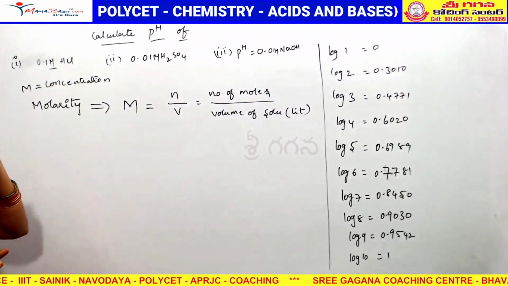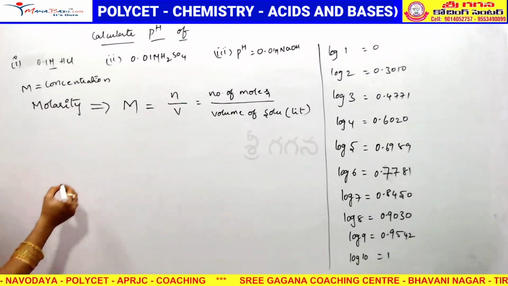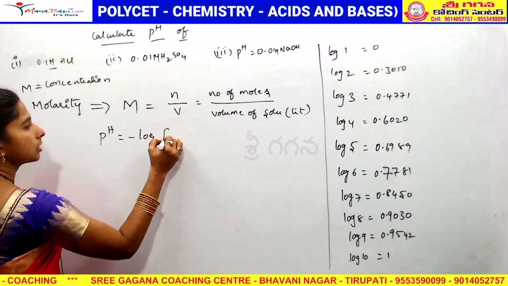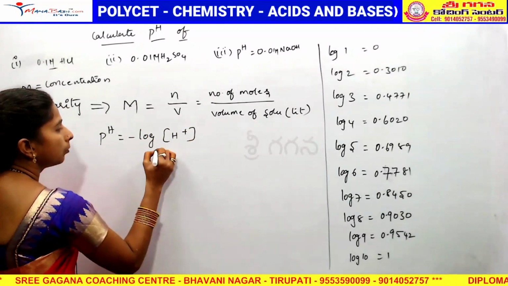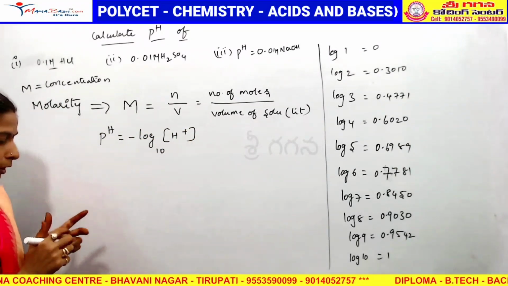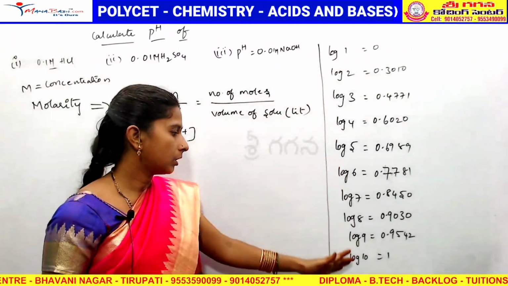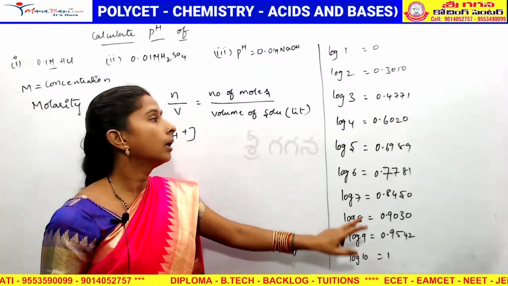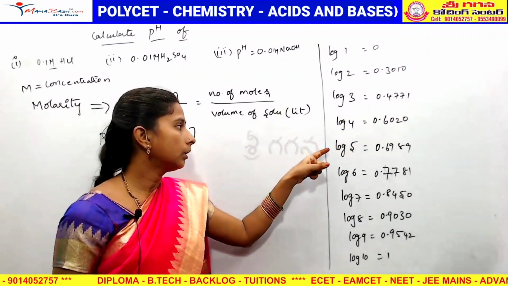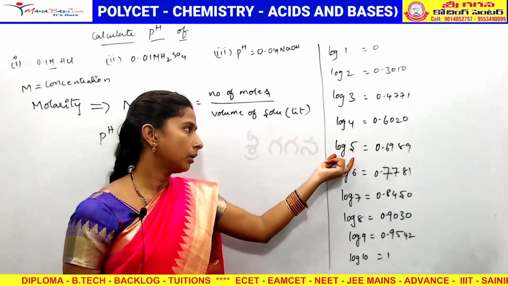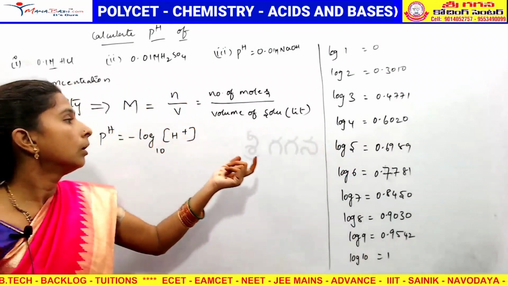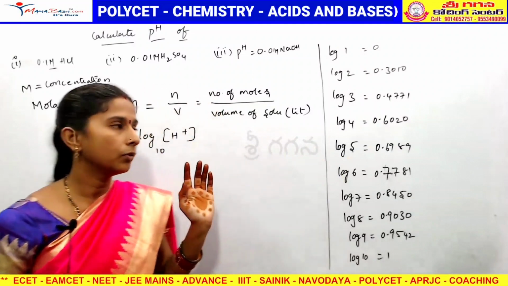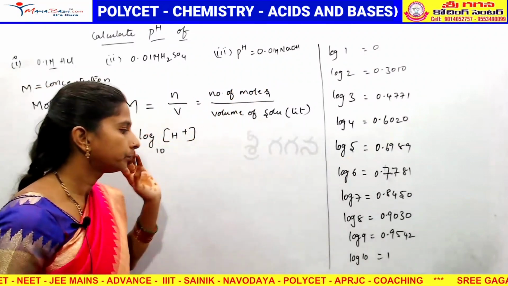For each problem we need to calculate pH. What is the pH formula? pH is equal to minus logarithm of the concentration of H plus ion, base 10. The base 10 values I have given here itself, or otherwise in your examination they will give whatever value you want. If your question needs the log 5 value, they will give it in the question itself. No need to remember this.